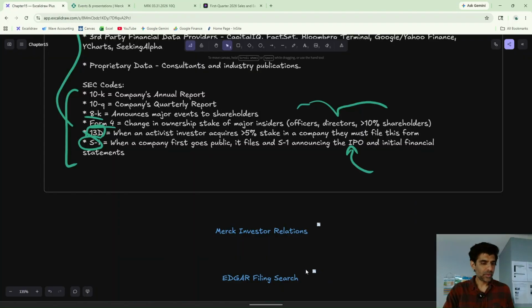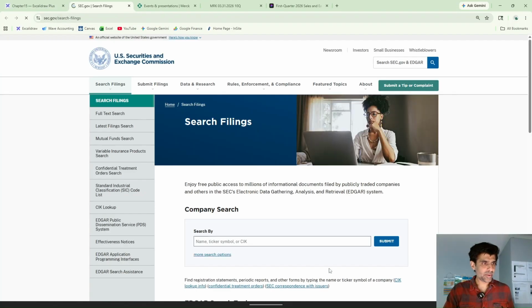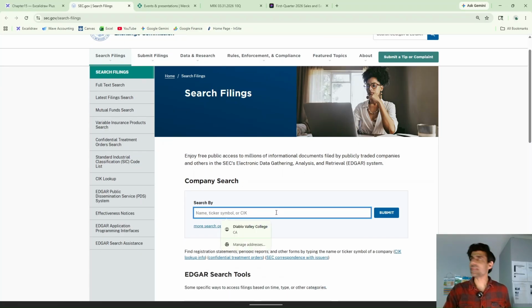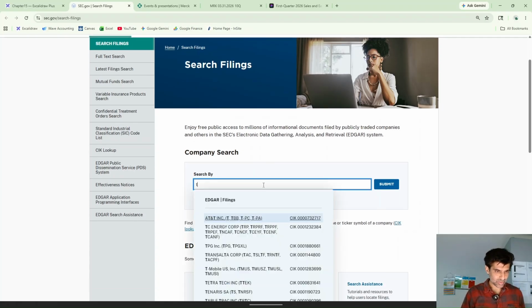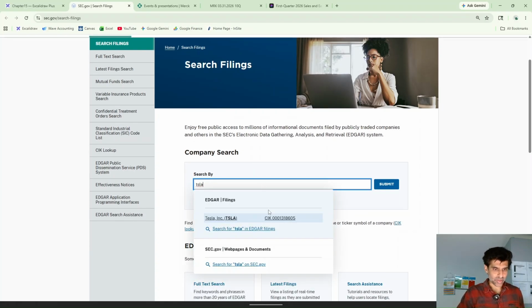Okay, so Edgar. You can see it's a government website, which means it's not going to be the best UI, you know. But let's see. I just put in Tesla's ticker, TSLA. You can see it came up here.